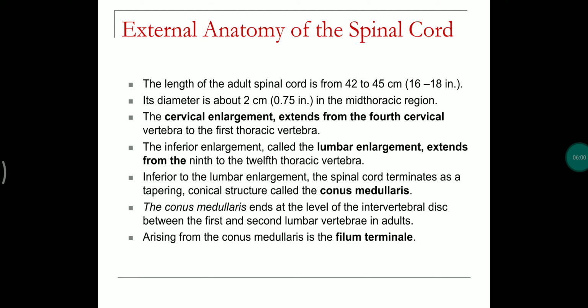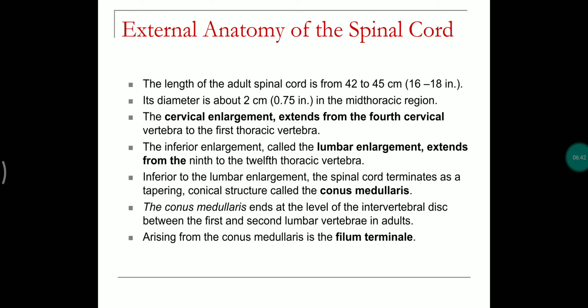The nerves that come out of these particular regions are named accordingly as cervical spinal nerves, thoracic spinal nerves, lumbar spinal nerves, and sacral spinal nerves. Here, the cervical enlargement extends from the fourth cervical to the first thoracic vertebra, and the inferior enlargement, the second enlargement, is where a maximum number of spinal nerves come out. It is called the lumbar enlargement, which extends from the 9th to 12th thoracic vertebra.